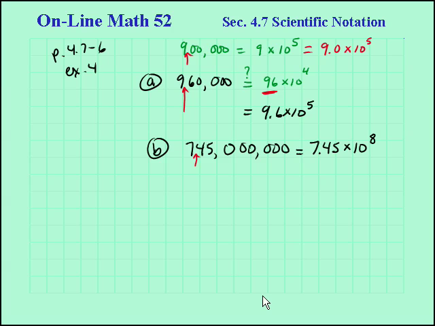I don't think so. How come? Exactly. Yeah, that's right. This is a large number. This number right here is 745 million. That's a very large number. And because it's such a large number, it's going to be a positive exponent. As long as it's a large number, it's a positive exponent on the 10.